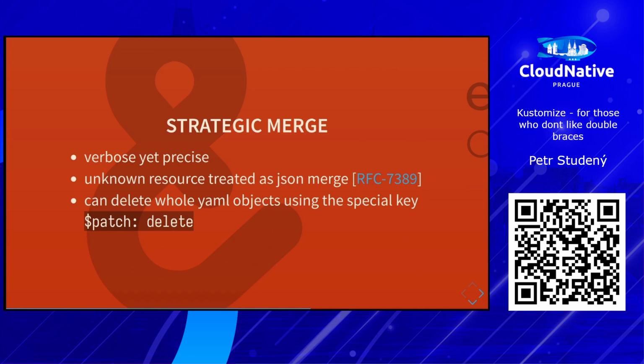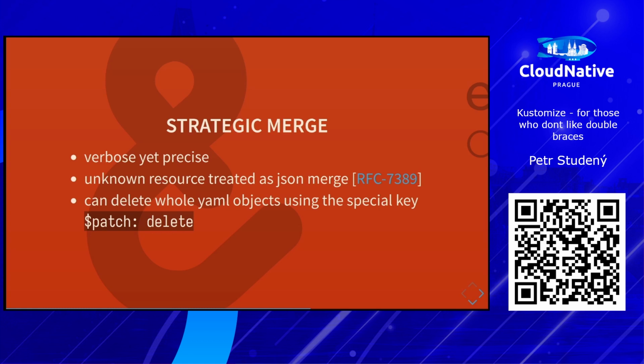Okay, that was a JSON patch, and there is another approach which is called strategic merge, which is verbose because you have to provide the context, and the context must be as big as needed, and you have to declare something there. It is an in-house application implementation for Kubernetes. But if the resource is not known to Kubernetes, it is treated as a JSON merge, which is described in the RFC.